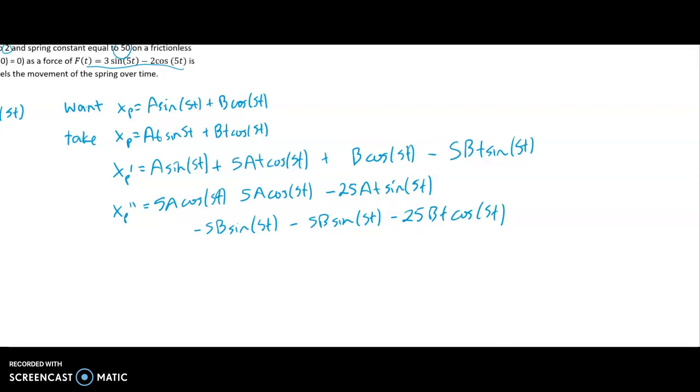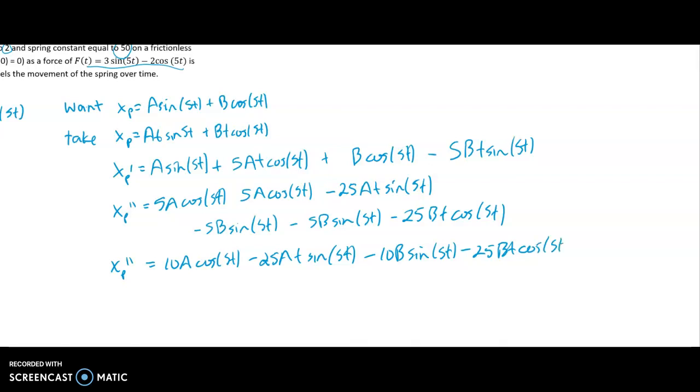All right, so I'm going to go ahead and simplify this. I have 10a cosine of 5t. This is xp double prime. Minus 25a t sine of 5t. And then I have minus 10b sine of 5t minus a 25 bt cosine of 5t.